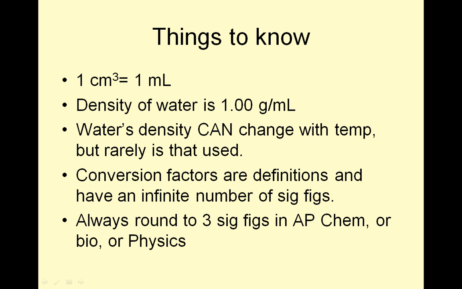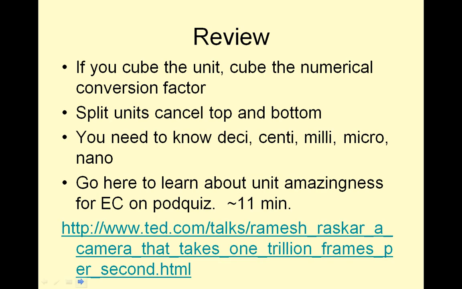Things to know. 1 centimeter cubed equals 1 milliliter. Density of water is 1 gram per milliliter. Water's density can change with temperature, but that is rarely used. It is used sometimes. There's been a trick question or two in the past, but not used much anymore. Conversion factors are definitions and have an infinite number of sig figs. Always run 3 sig figs in AP Chemistry or AP Bio or AP Physics.